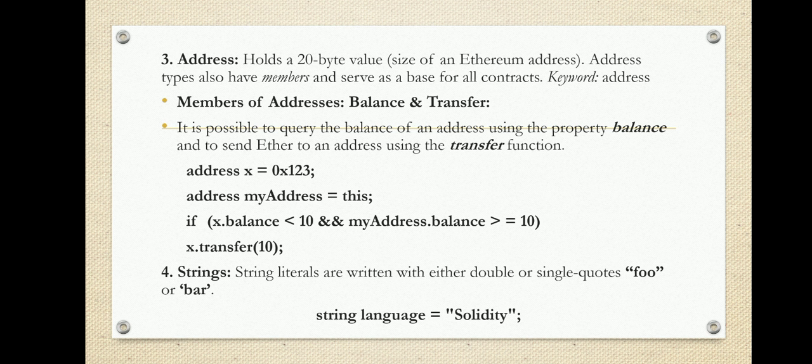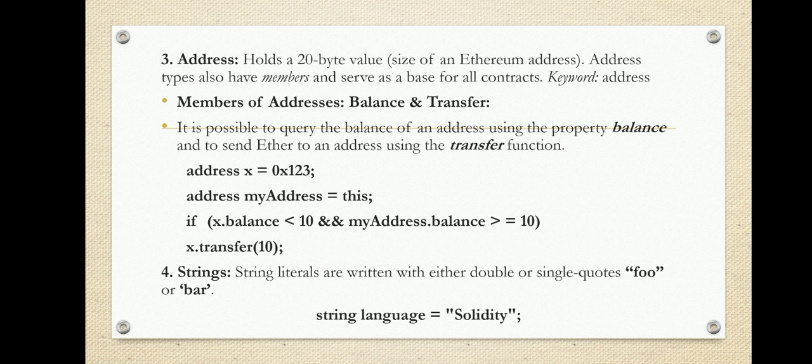Here we can see in the first line we have used the data type called address, then we have declared a variable x. Then x is initialized with a hexadecimal address, 0x123.